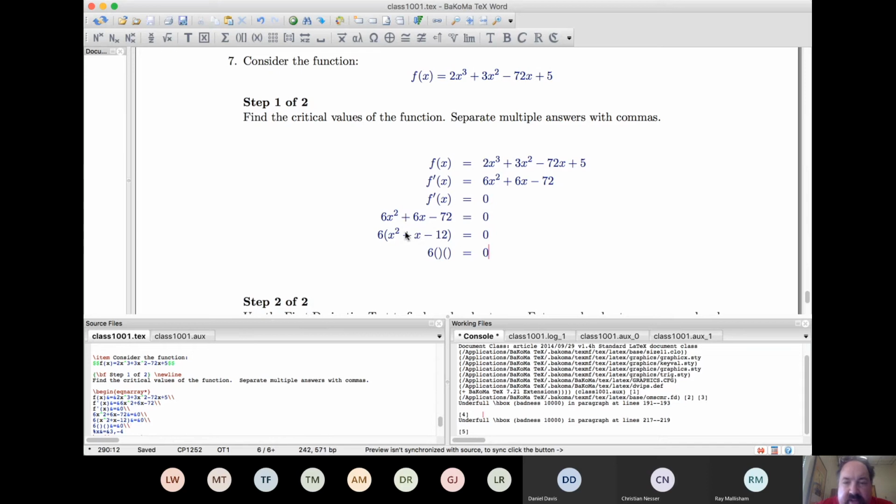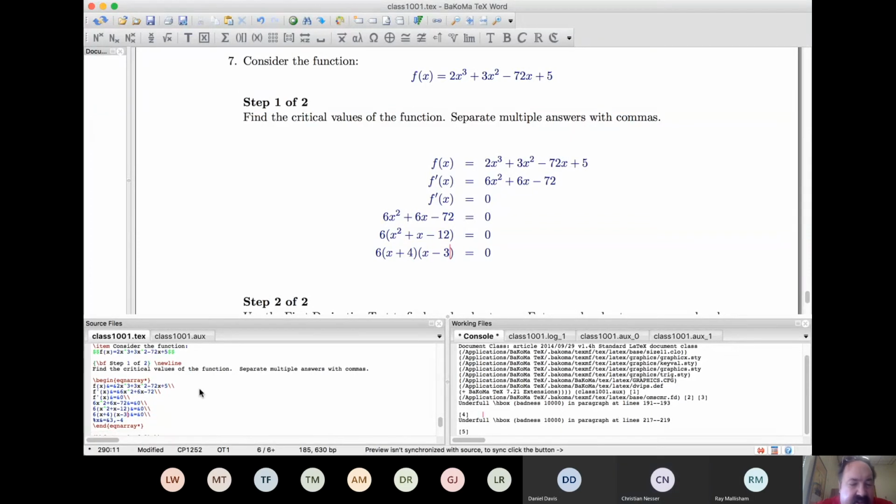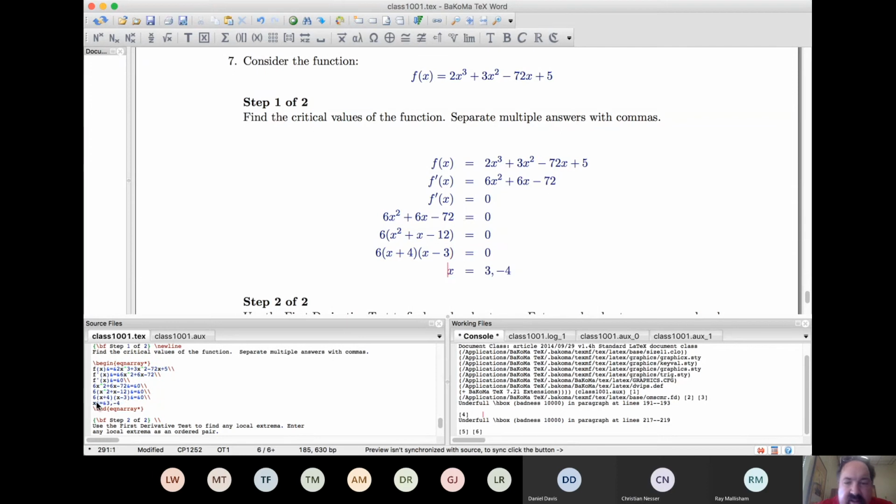How is this going to factor? It does factor nicely. X plus or minus what? Plus 4, minus 3. Yep. X plus 4, x minus 3. Great. All right, so that gives us 2 critical values. X equals 3 from this factor, x equals minus 4 from this one.